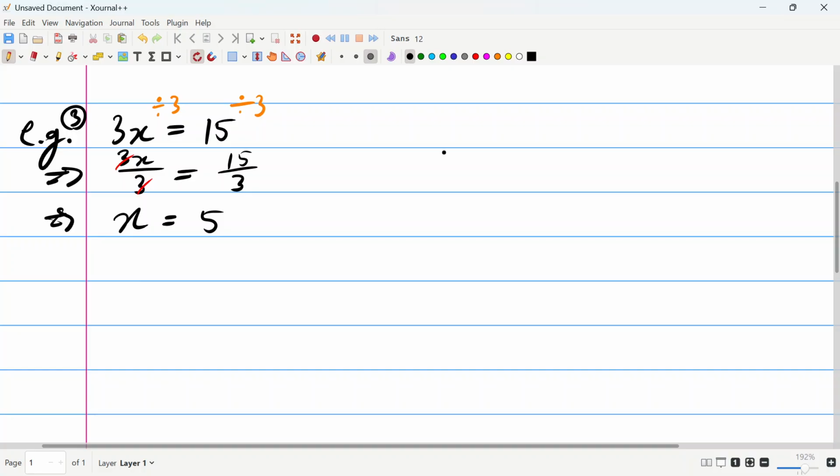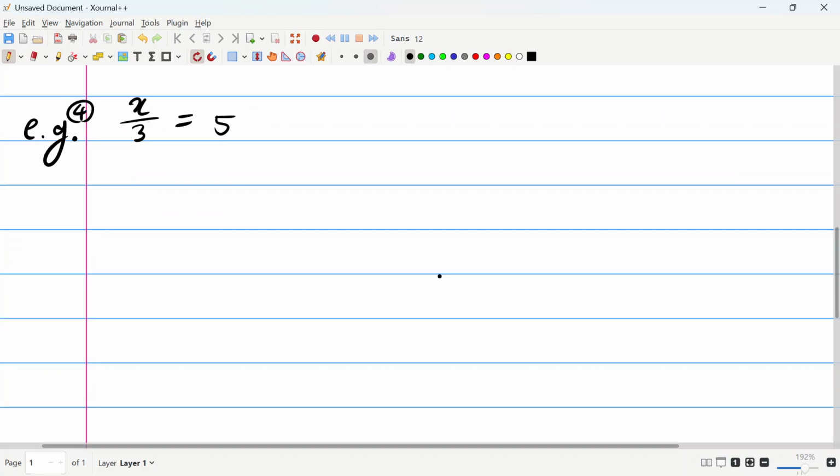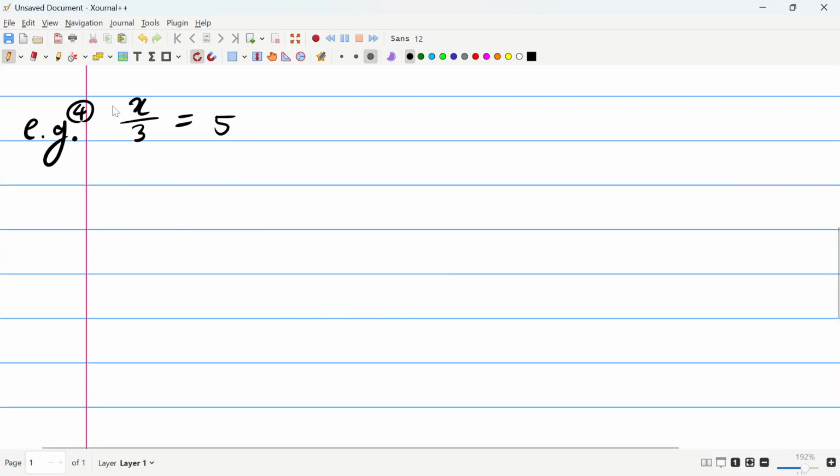Okay, but what about when x is being divided by something? So for this problem here, number 4, we have x divided by 3, or x over 3 in fraction form, which is equal to 5. Well, if we use intuition, we know that if we have 15 divided by 3, we will get 5. So we need to show that x will be 15, right?